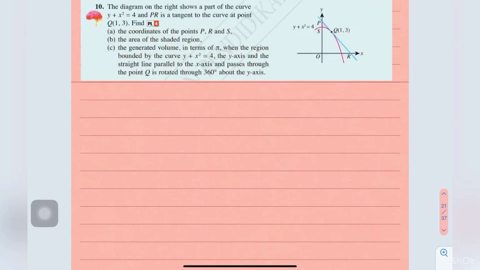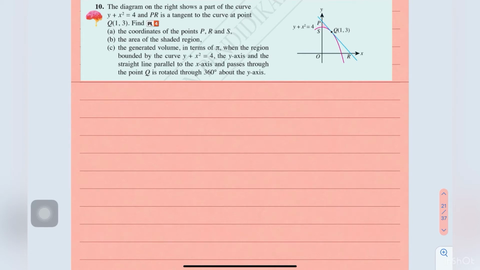(c) Find the generated volume in terms of pi when the region bounded by the curve y + x² = 4 and the y-axis and the straight line parallel to the x-axis that passes through the point Q is rotated through 360 degrees about the y-axis.